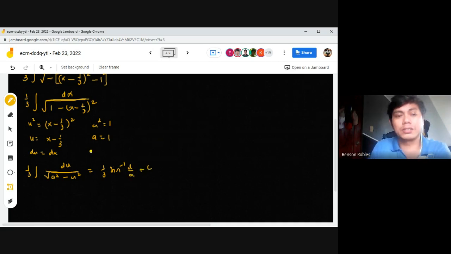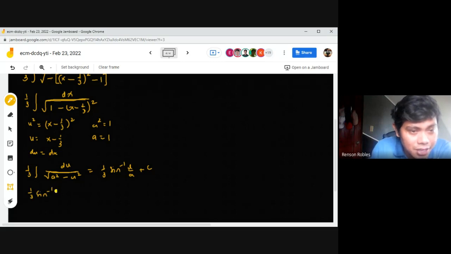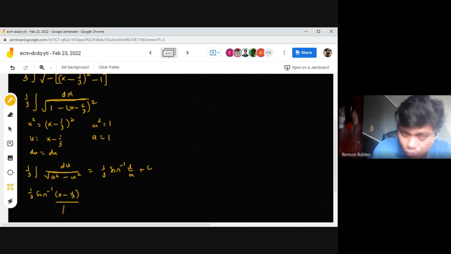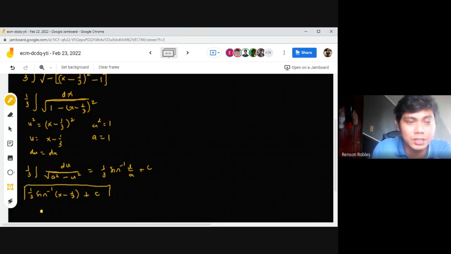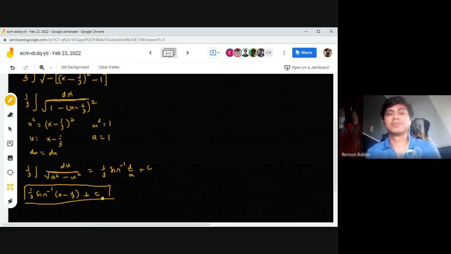And then you write it back to the original given. So you'll have 1/3 arcsine u over a. So u is x minus 1/3, over a is 1. You can ignore that. And then you add c. And that would be 1/3 arcsine of x minus 1/3 plus c.